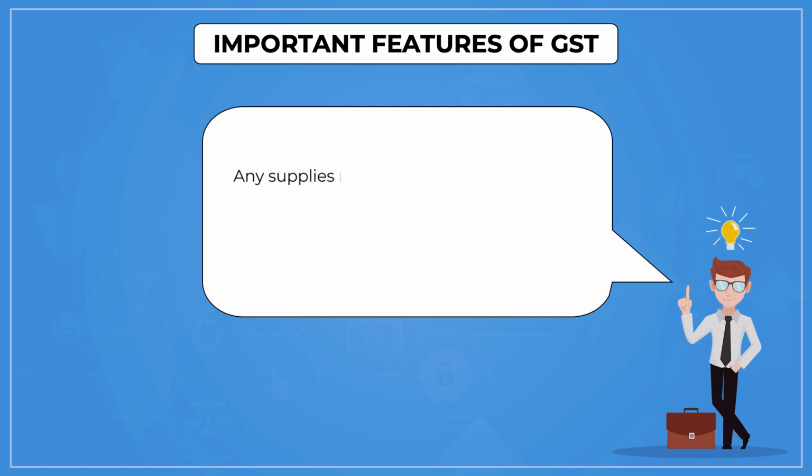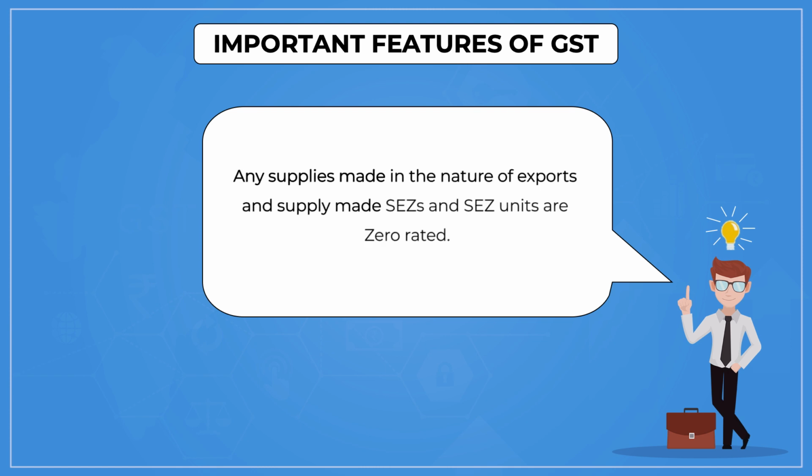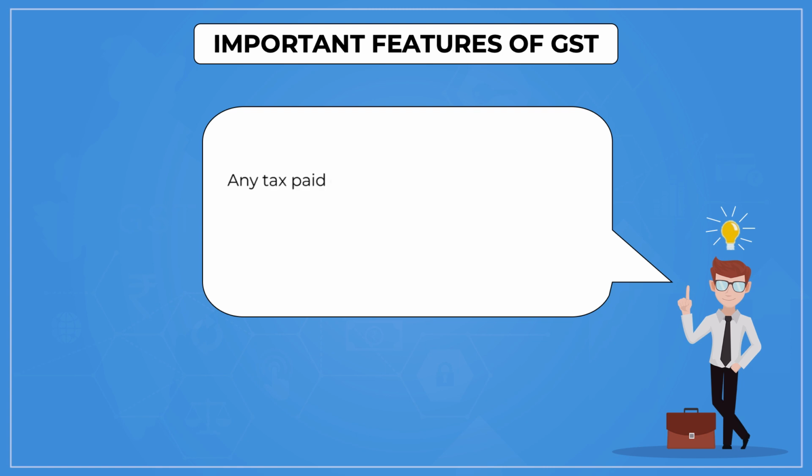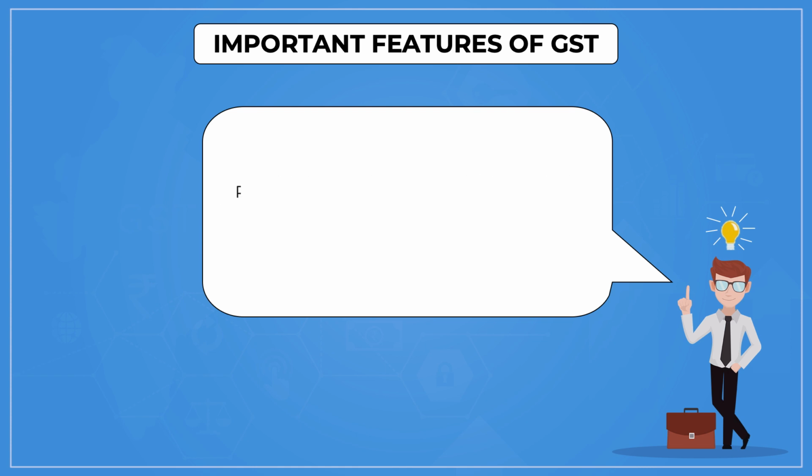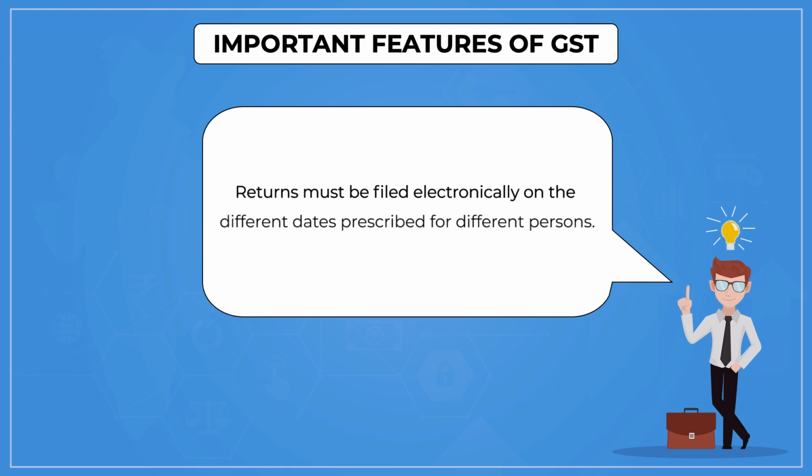Any supplies made in the nature of exports, and supplies made to special economic zones and SEZ units, are zero rated. Any tax paid on the inputs is claimed against the output tax in the prescribed manner of the GST Act 2017. Returns must be filed electronically on the different dates prescribed for different persons.